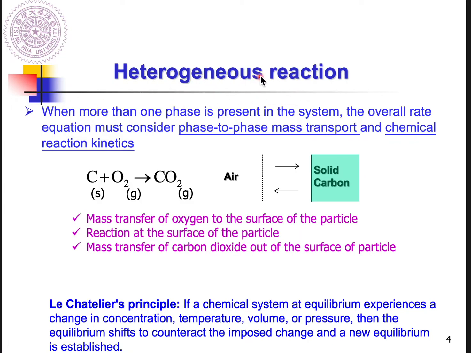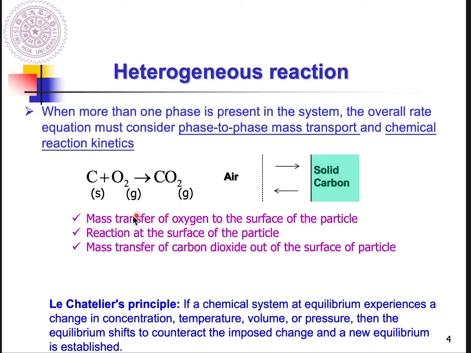So what are heterogeneous chemical reactions? They are reactions where more than one phase, which can be two phases or more, is present in the system. So for the overall equation you need to consider the phase-to-phase mass transport and the chemical reaction kinetics. With both of these items, you can get the overall rate equation for this heterogeneous chemical reaction.